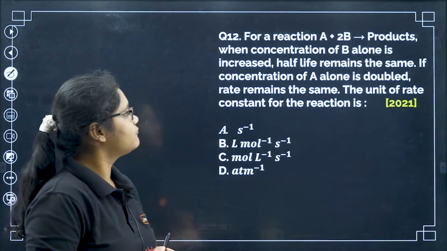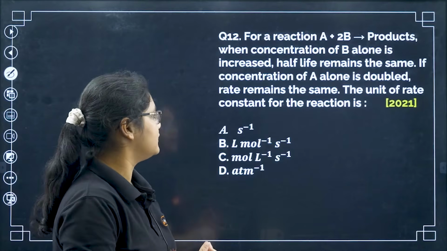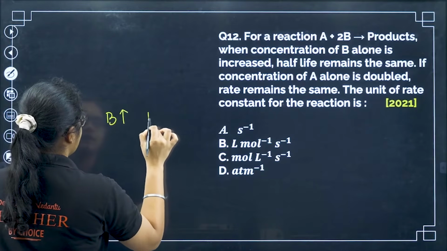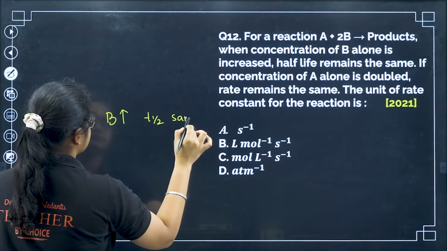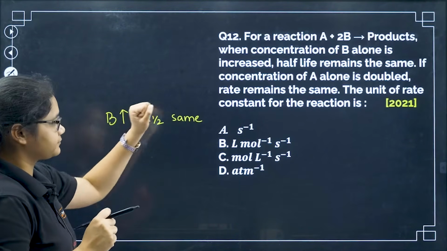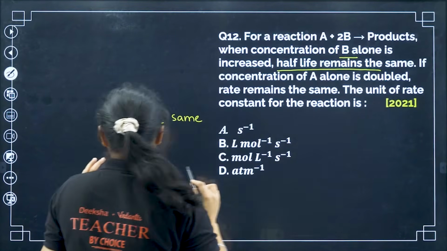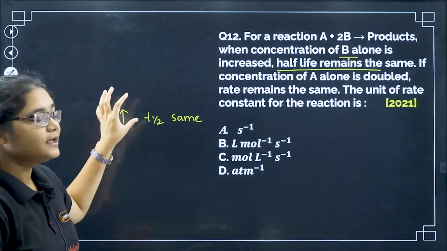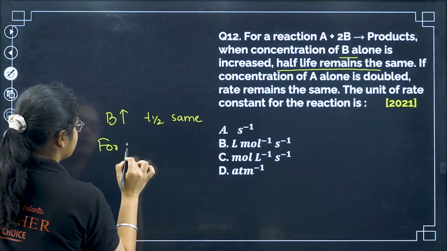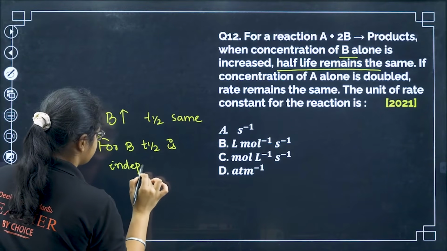Moving to question number 12, for a reaction A plus 2B gives product, when the concentration of B alone is increased, half-life remains the same. Okay, so if you increase the concentration of B, the T half remains same. So that means I can say that the half-life remaining the same means for B the half-life is independent of the concentration, right? So what I can conclude here, for B the T half is independent of concentration.